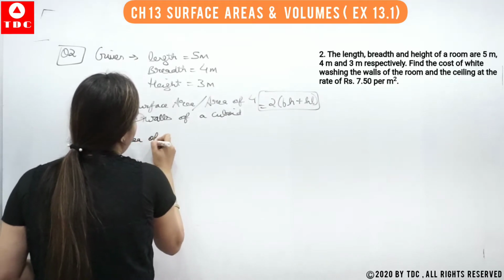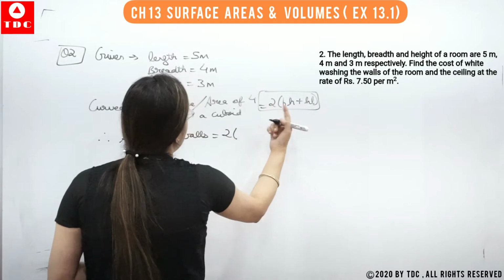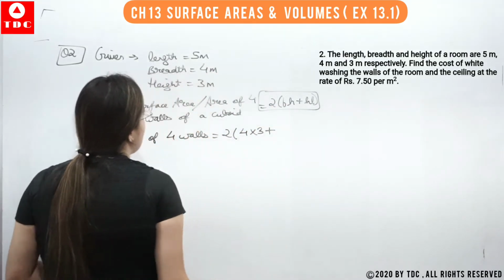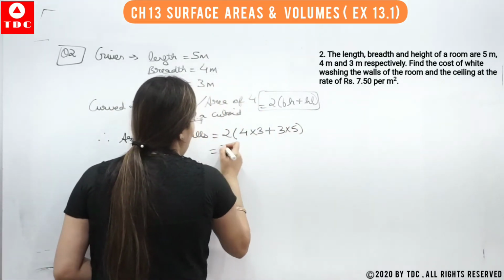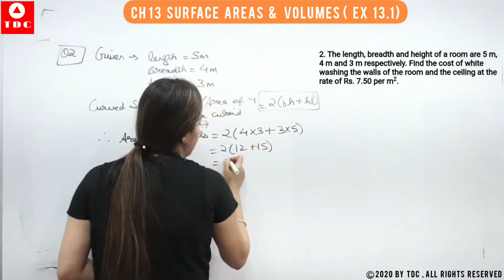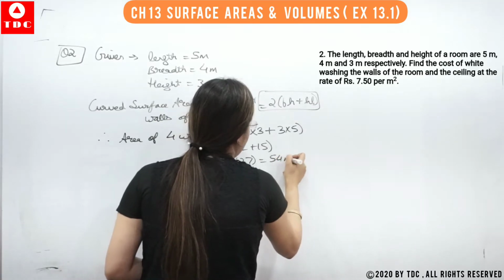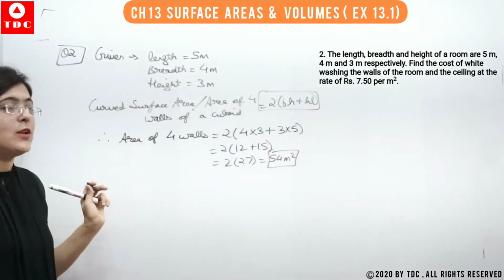What will we get? Therefore, area of 4 walls is equal to 2(B+L)H. That means 2 into (4 plus 5) into 3. How much will we get? 4 3s are 12 plus 15. 2 into 27. We will get 54 meter square. This is the area of 4 walls.